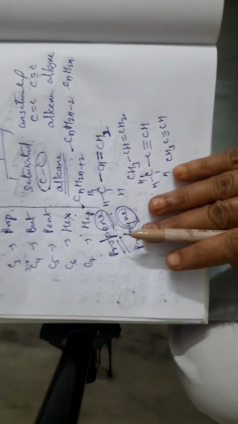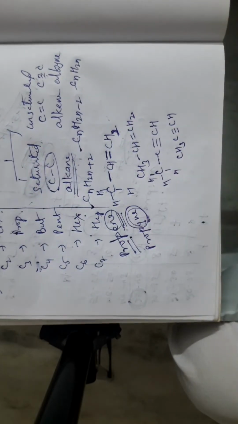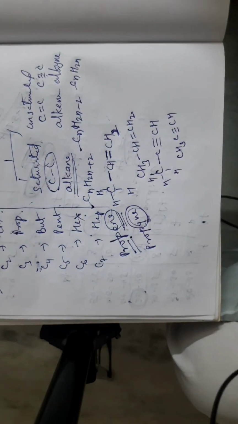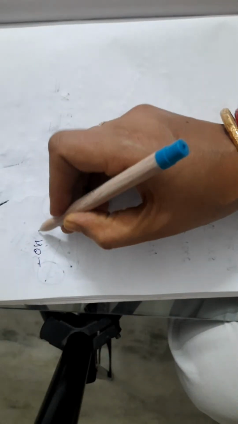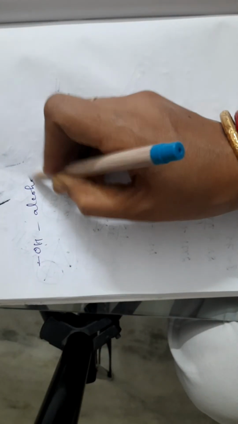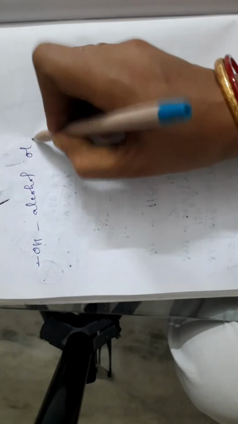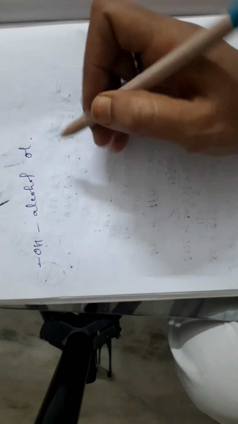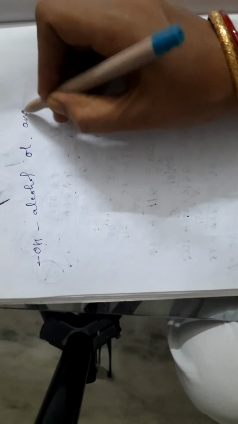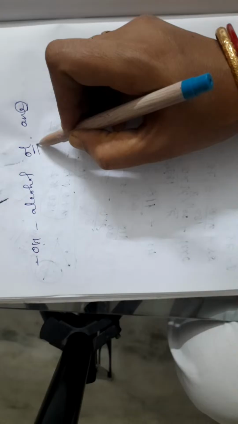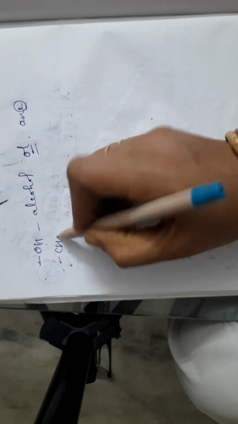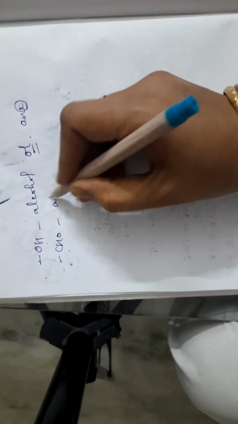So this is the first basic table. Then we'll have functional groups. What are the different functional groups of this chapter? Here, functional group: if OH is there we call it alcohol, and the suffix we use is ol. We replace the e of ane with ol. If CHO is there we call it aldehyde.